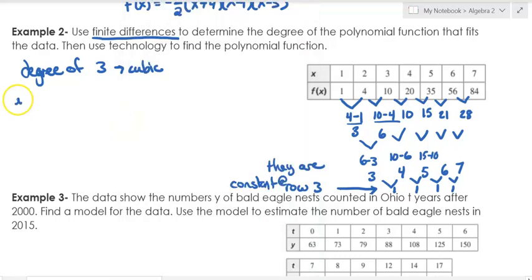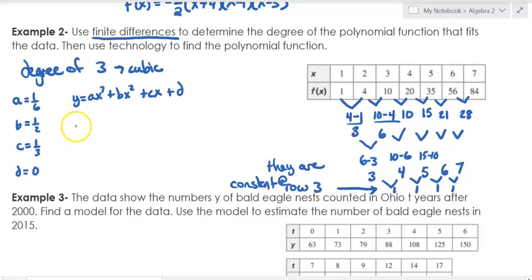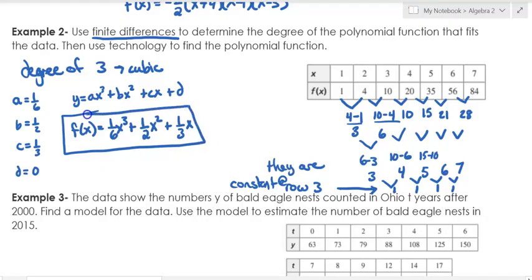So the A value was 1/6. The B value was 0.5, which is 1/2. The C value was 0.3 repeating, which is 1/3. And the D value was 0. And then, of course, it told us that it was ax cubed plus bx squared plus cx plus d. So if we fill that in, we find that our function is 1/6 is a, so that's 1/6 x cubed. B is 1/2, so that's 1/2 x squared. C is 1/3, so that's 1/3 x. And D is 0, so I don't have to write it. And that is my equation.